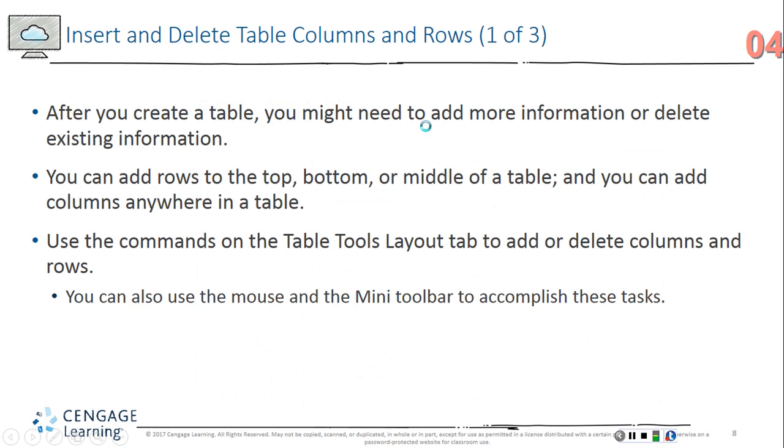Okay, so after you create your table, you might need to add more information or delete existing information. You can do that by adding rows at the top or bottom, middle of the table. You can add them really anywhere you want to. Same thing with the columns. And you use the commands on the Table Tools Layout tab to add or delete columns and rows. You can also use the mouse and the mini toolbar to accomplish these tasks.